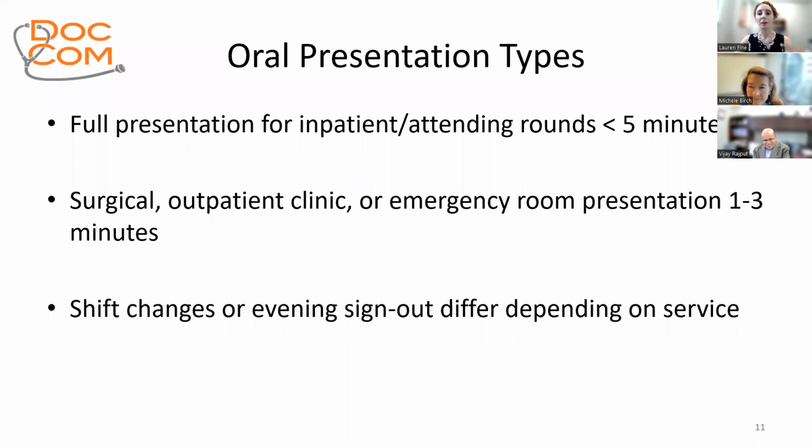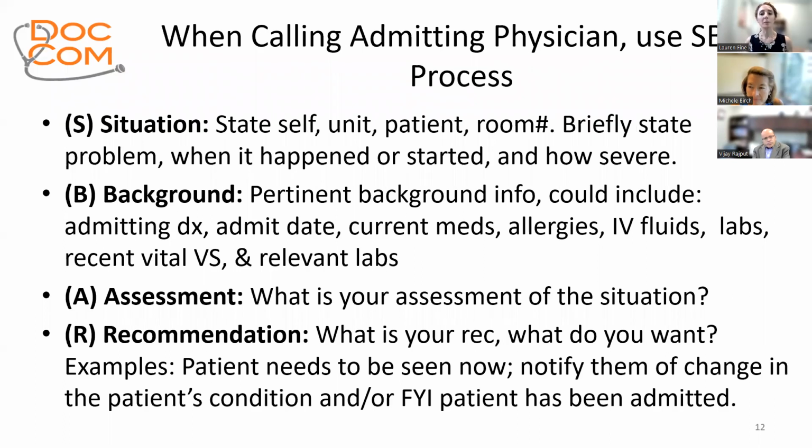So we're going to move on to how to use SBAR. SBAR is a tool that's commonly used in nursing. And the first time that I recognized that SBAR was a thing was actually before I even knew what SBAR was. Every time a nurse would call me and tell me what was going on and ask for my help with something, I would hear it in this format.